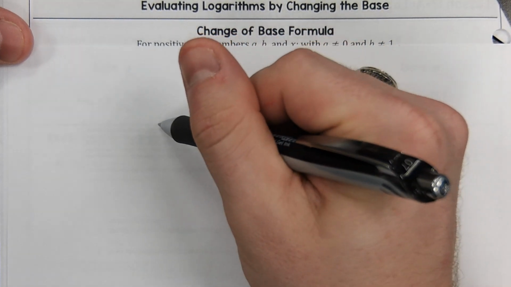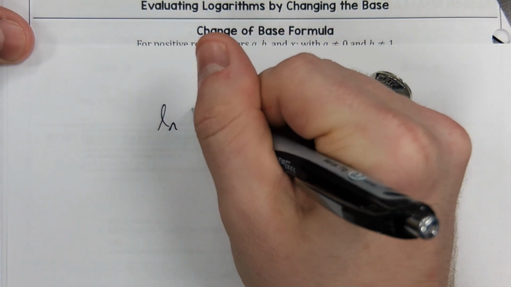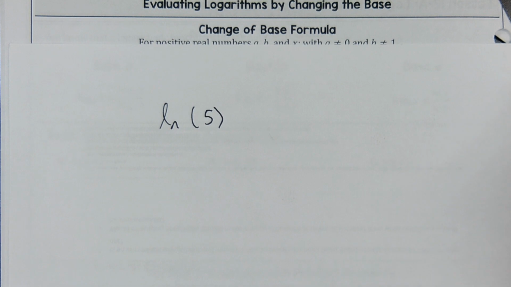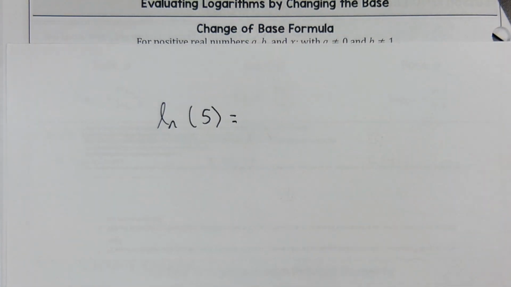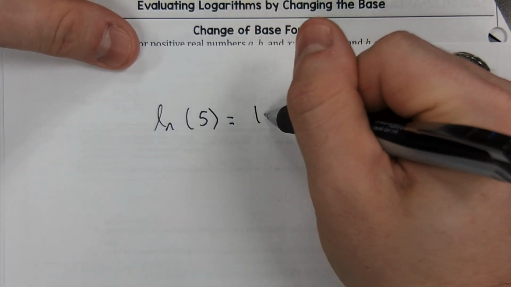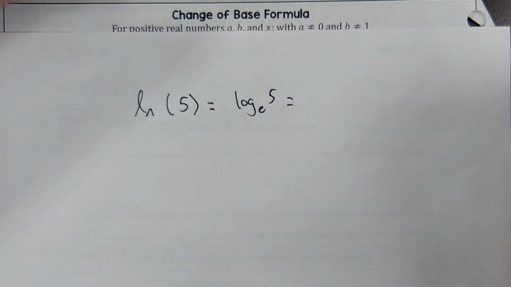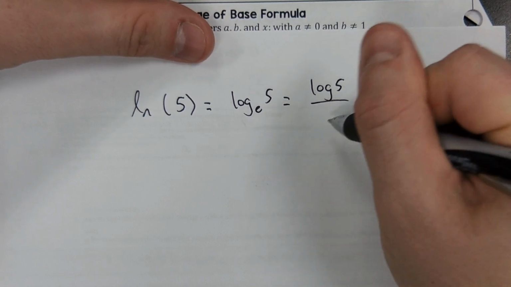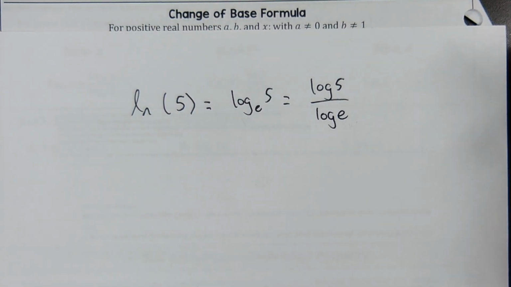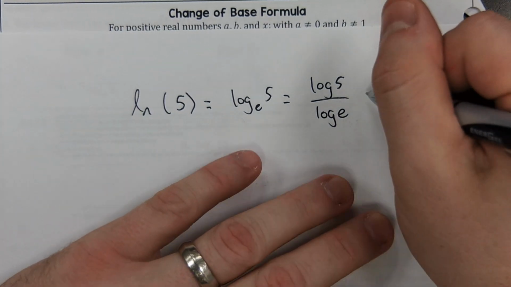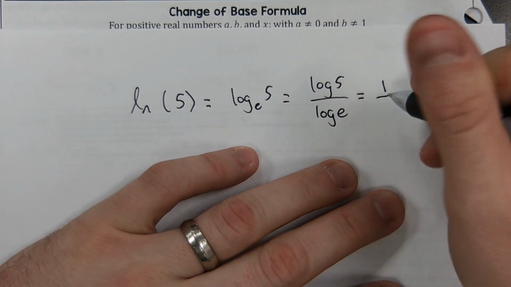If I said to you, what is the ln of 5? And I just said, I want you to write this in terms of the common log. Then what you would have to do is you would have to go, all right, well, the natural log is log base e. Can we agree to that? So if I wanted you to write this as the common log, then it would be common log of 5 divided by the common log of e. Can we agree to that? Yes? Okay. e is a number.